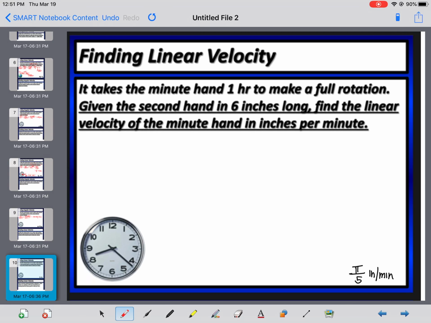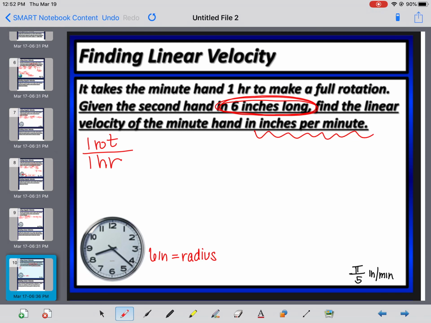Okay. So it takes the minute hand 1 hour to make a full rotation. 1 rotation in 1 hour. Given that the second hand is 6 inches long, well, why would they be telling me that unless I was going to have to use it? So 6 inches long, 6 inches here, is the radius. Find the linear velocity of the minute hand in inches per minute.